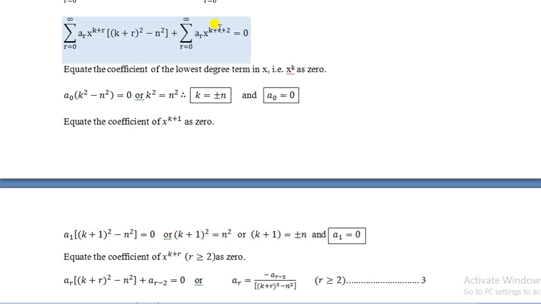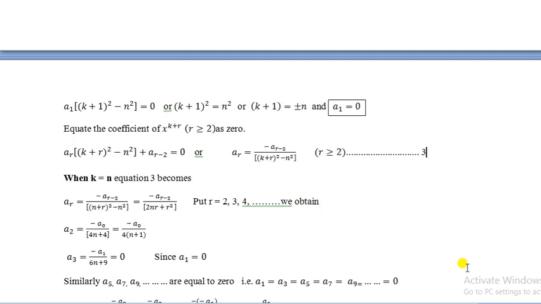So if you replace r by r minus 2 in the second summation, the power of x becomes x raised to k plus r. If you replace r by r minus 2, then ar becomes ar minus 2. That's why in place of ar we have used ar minus 2 here. Shift this ar minus 2 to the right-hand side, which becomes minus ar minus 2, and divide on both sides by (k plus r) square minus n square, which gives the third equation.